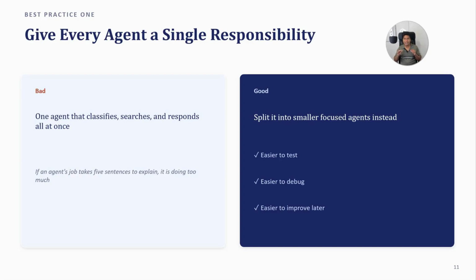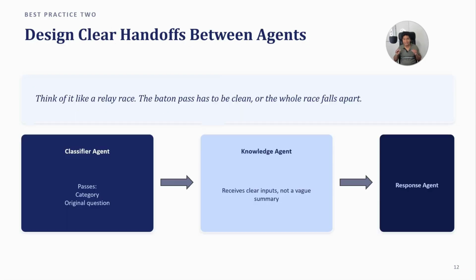Give every agent a single clear responsibility. Do not build one agent that tries to classify, search, and respond all at once. If an agent's job description takes 5 sentences to explain, it is probably doing too much. Split it into smaller focused agents instead. A narrow agent is easier to test, it is easier to debug, and it is easier to improve later without breaking everything else.